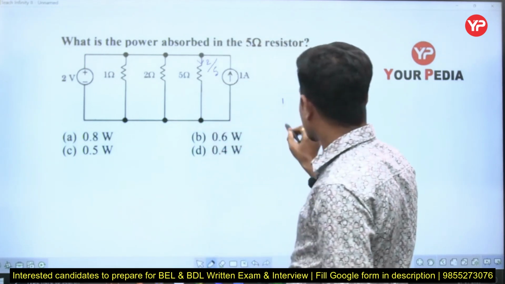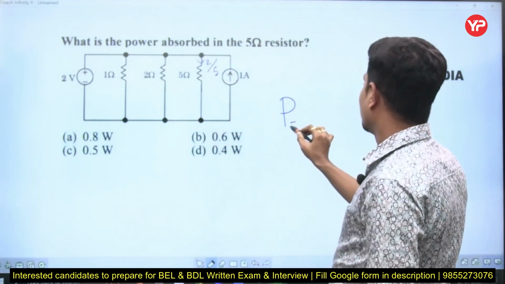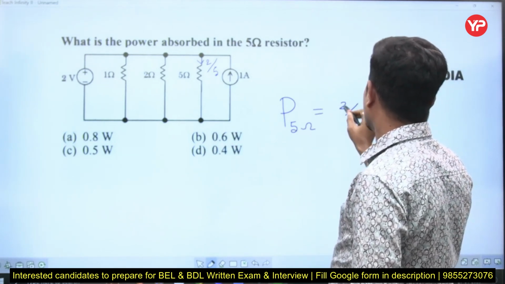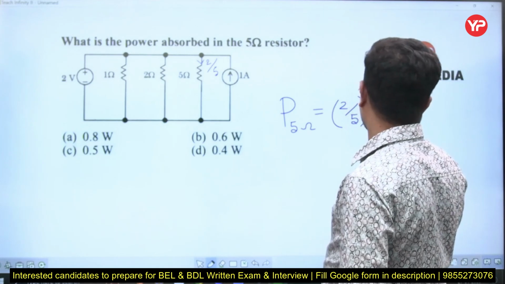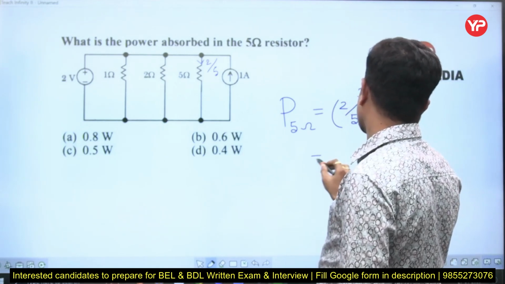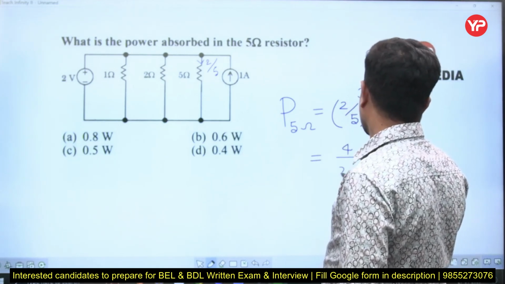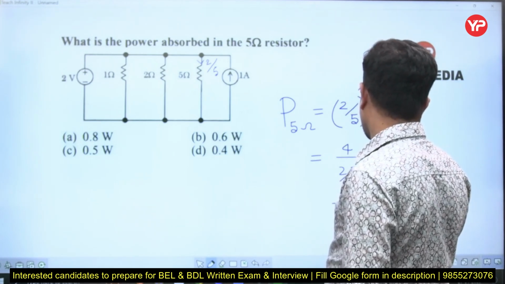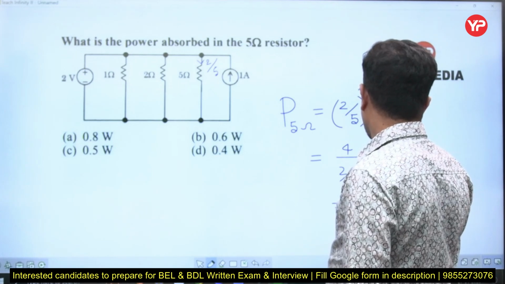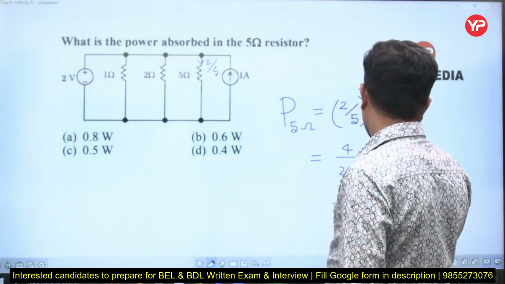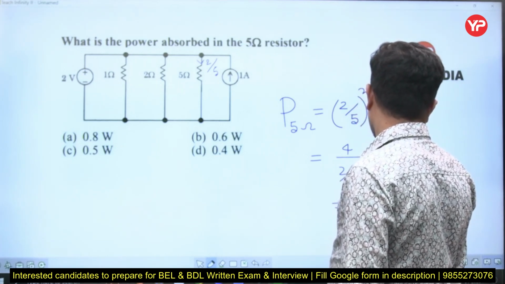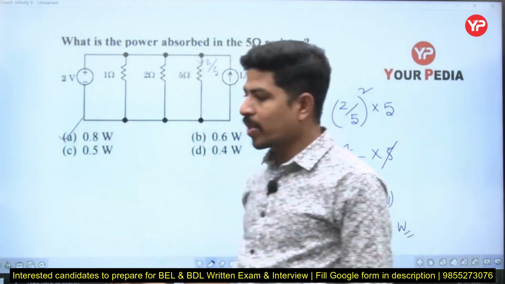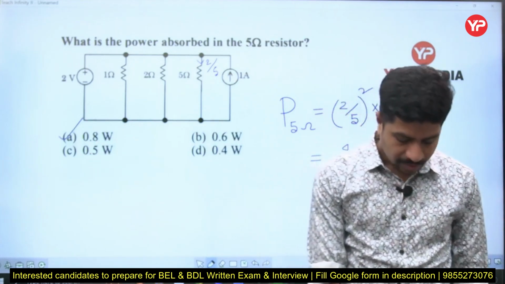So power in the 5 ohms is equal to I square R, that is (2 by 5) whole square into 5, which is 4 divided by 25 into 5. So 5 times it is gone, therefore it is 4 by 5 watts. How much is it? 0.8 watts. The answer is 0.8 watts, right?